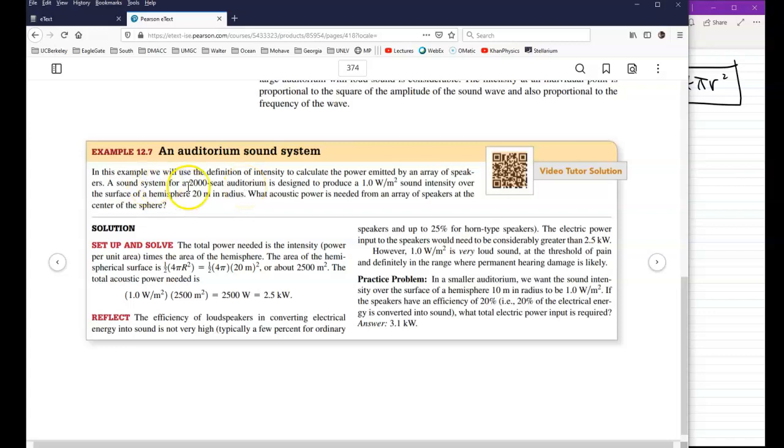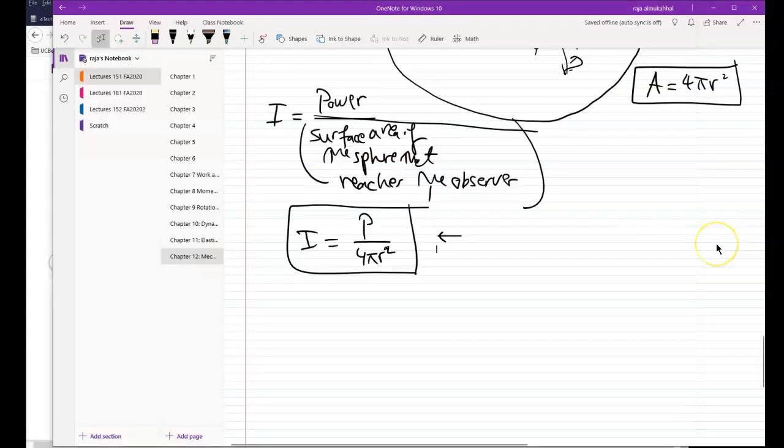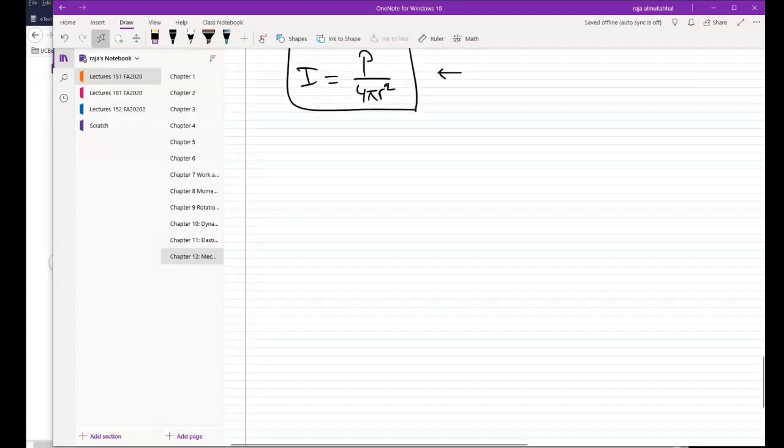So a sound system for a 2,000 seat auditorium is designed to produce 1 watt per meter squared sound intensity. I forgot to mention that this is the unit of intensity. I'll come back to it in a sec. Over the surface of a hemisphere 20 meters in radius. What acoustic power, he's basically looking for the power, is needed from an array of speakers at the center of the sphere? All right, let me show you what that means.